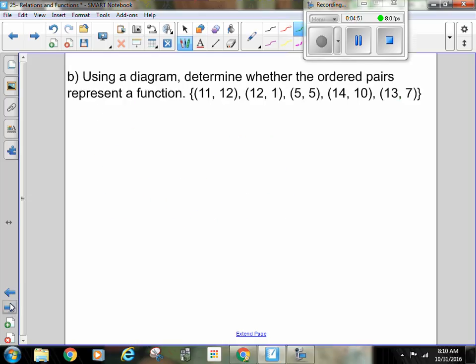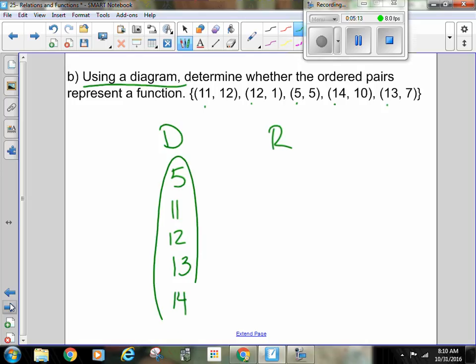Using a diagram, determine whether the ordered pairs represent a function. So when it says using a diagram, that's where we're going to do our 2 ovals for domain and range. Again, we're going to list them smallest to largest. So 5, then we have 11, 12, 13, and 14. Put it in an oval.